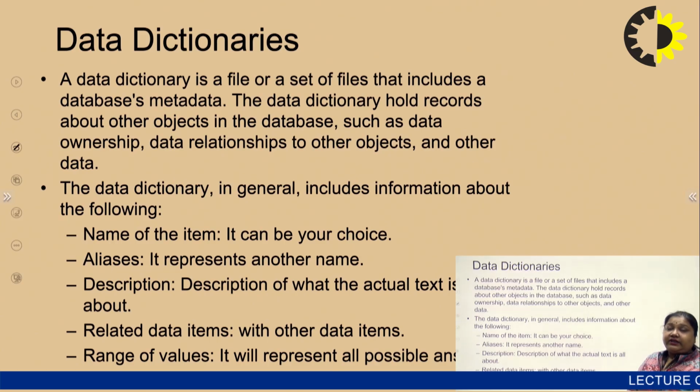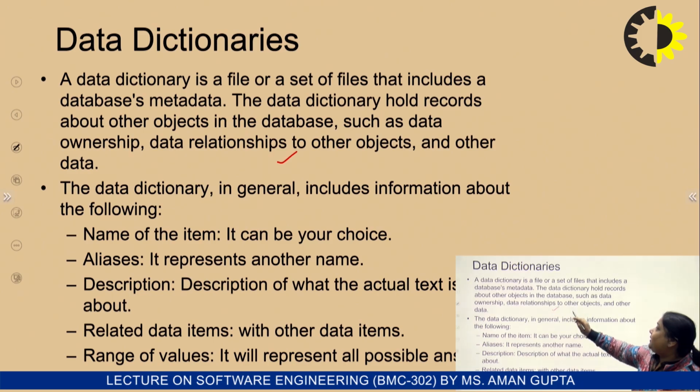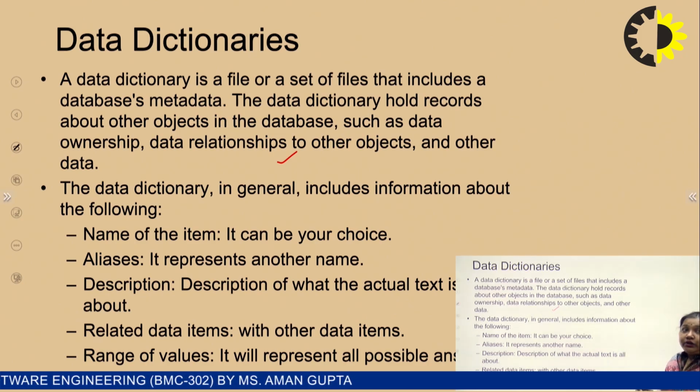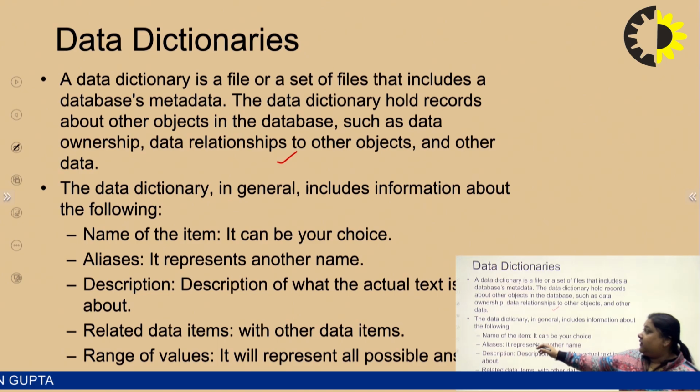Next is the data dictionary, and it is a file or a set of files that includes a database's metadata. And metadata is information about itself. So the data dictionary holds records about other objects in the database, such as data ownership, data relationships to other objects, and other data. These are the informations contained in the data dictionary, and it includes information about data; this is the role of metadata.